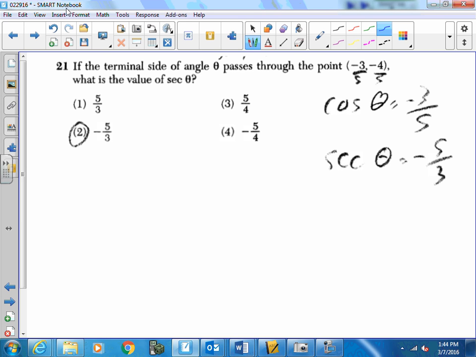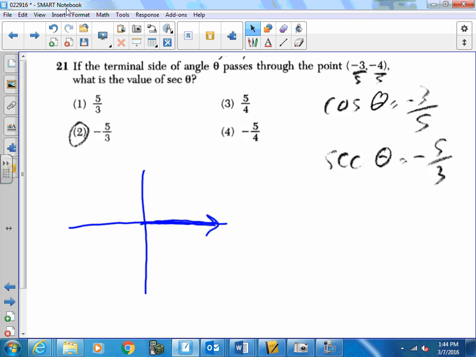The question says, if the terminal side of angle theta passes through the point -3, -4, what is the value of secant theta? Well, I'm going to just draw. Remember, when you're dealing with angles on a coordinate grid, you really have two sides. You have one that is your initial side, and another that is your terminal side. They start off right on top of one another, and when you rotate one, so if I could rotate this red one off, you create an angle. So this specific angle goes through the point -3, -4.